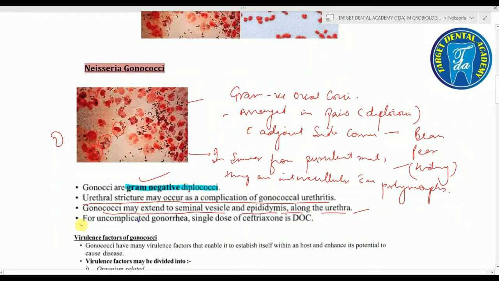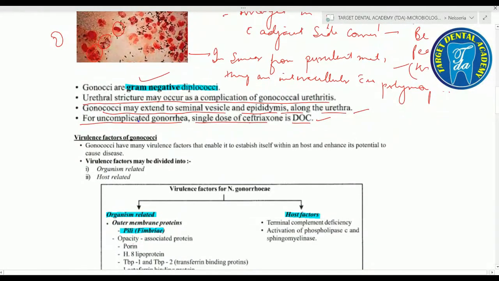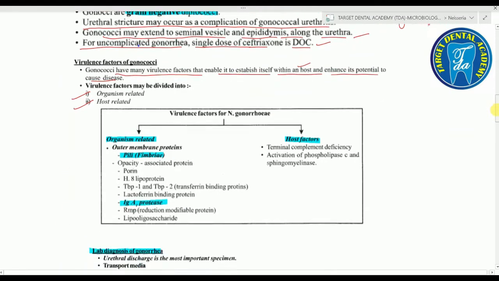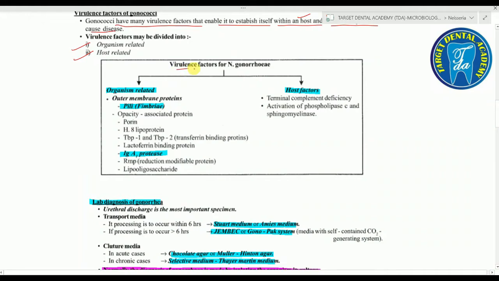For uncomplicated gonorrhea, a single dose of ceftriaxone is the drug of choice. Now coming on to the virulence factors of the gonococci. The gonococci have many virulence factors that enable them to establish themselves within a host and enhance their potential to cause disease. The virulence factors may be divided into organism related and host related factors.